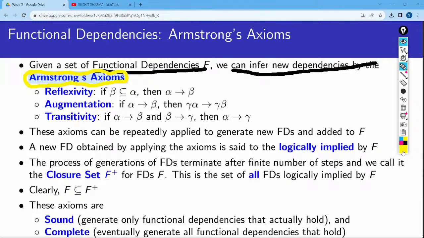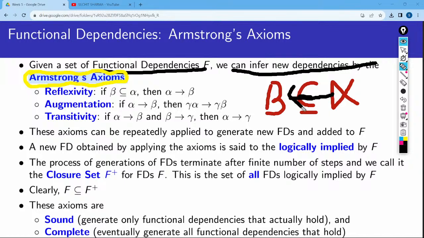Let me use another color. If beta is a subset of alpha, then beta is also functionally dependent on alpha, right? If you find it hard to remember, just remember the curve. Both the curves point towards beta.